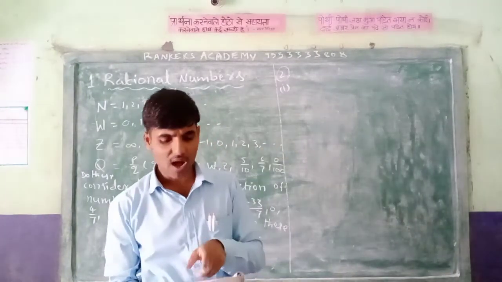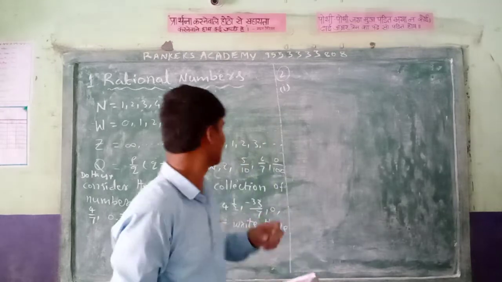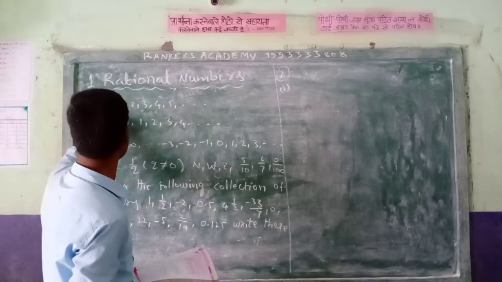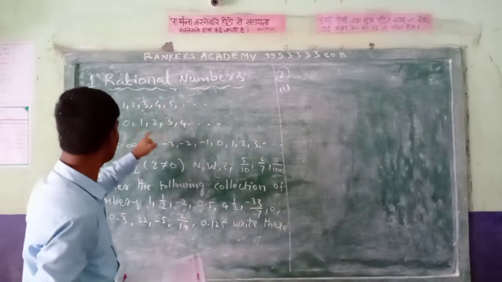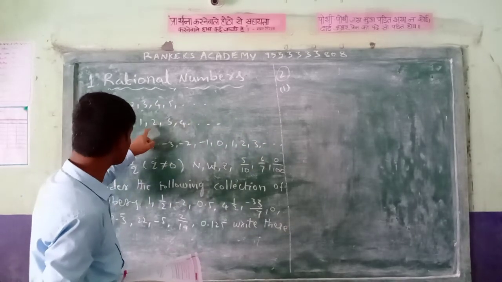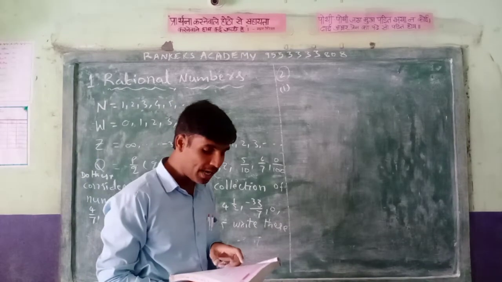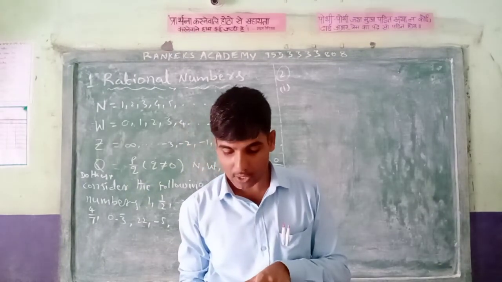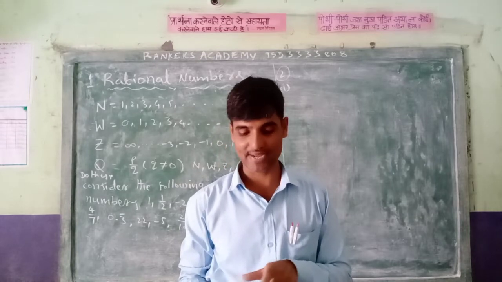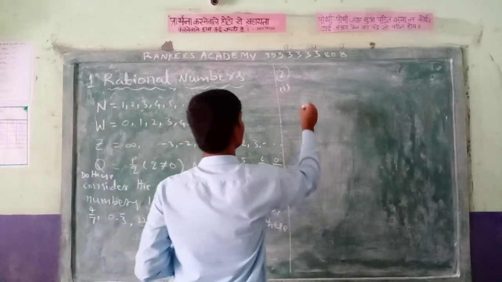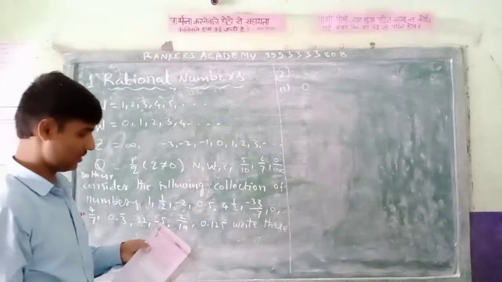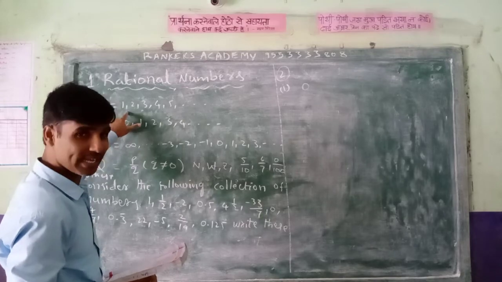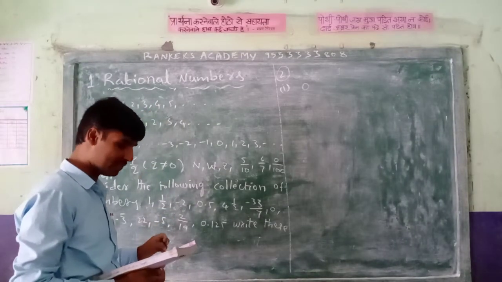See, all natural numbers are whole numbers. Whole numbers start from 0, 1, 2, 3, 4. Natural numbers start 1, 2, 3, 4, 5 and so on. So whole numbers have natural numbers and also 0. So here all natural numbers are whole numbers. But all whole numbers need not be natural numbers. What example do you have to give? We have to write here 0. 0 is a whole number but not a natural number.